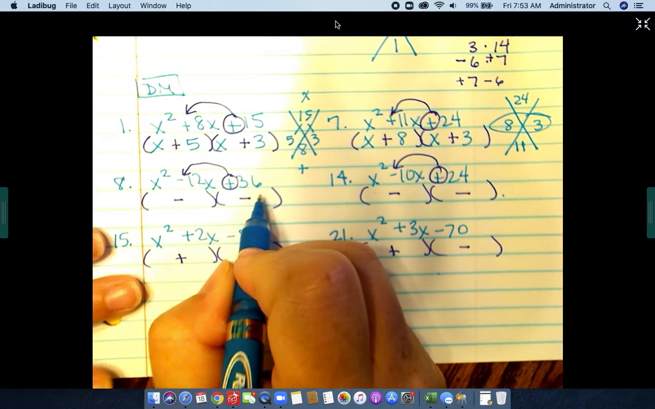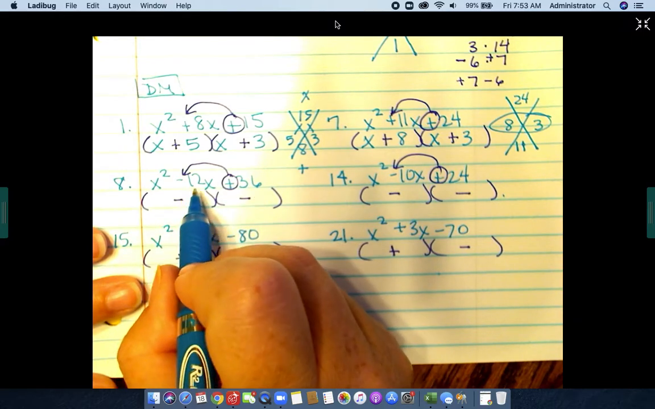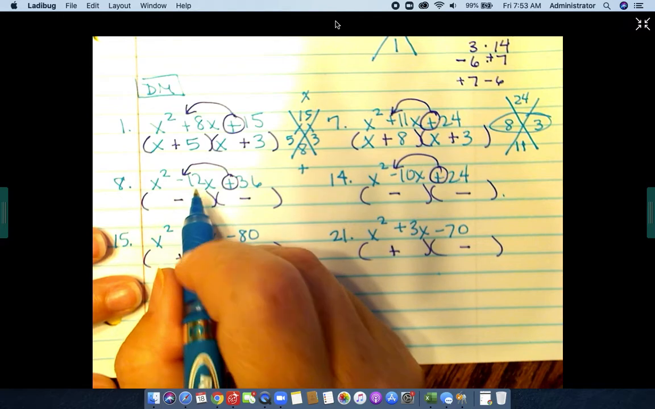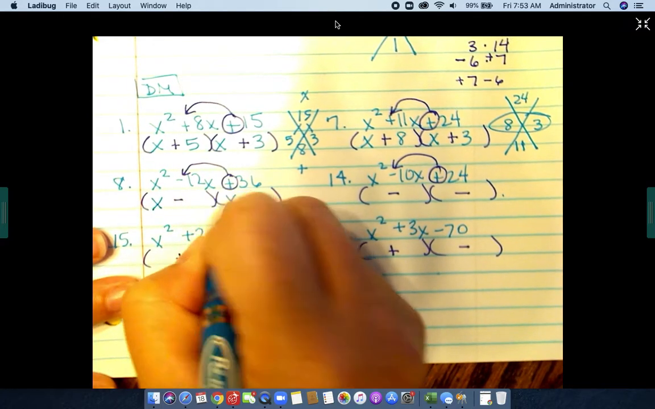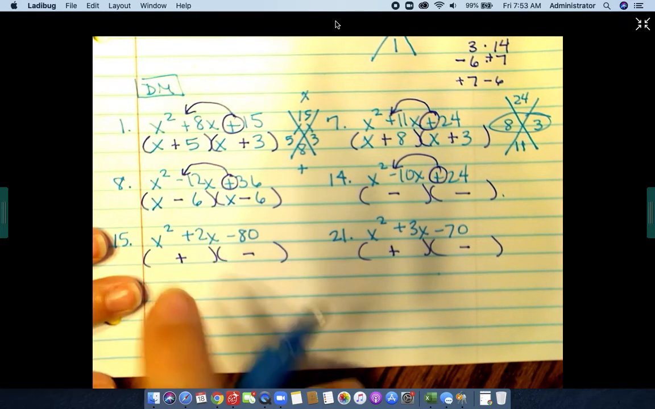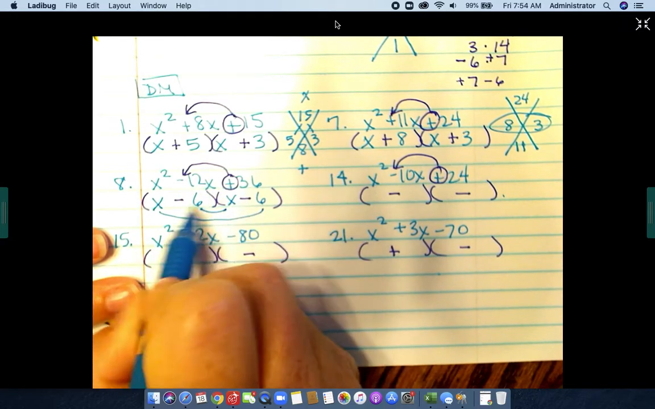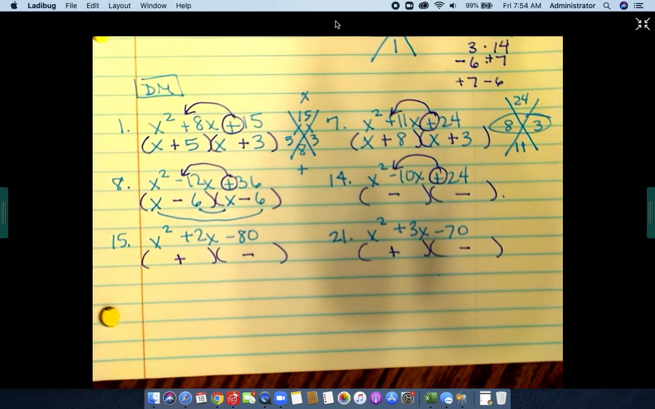So you might look at 36 and go, 6 and 6 give us 12. And you're absolutely right. So we're going to fill in our x's, and 6 and 6 give us 12. But more specifically, this is negative 6x and negative 6x that combine to give us negative 12x when we FOIL. So it's just like reverse FOILing, pretty much.